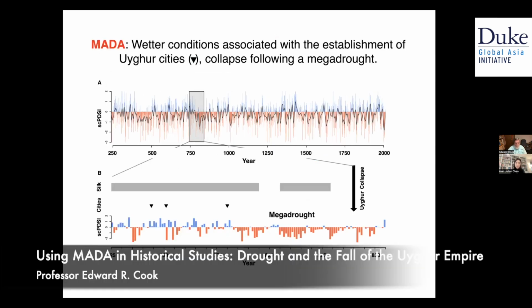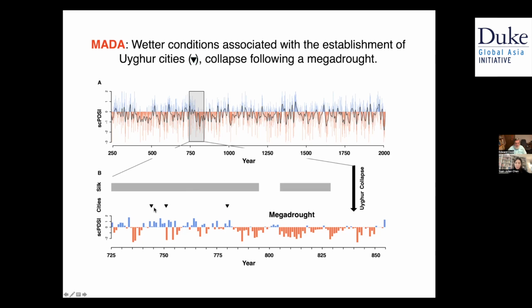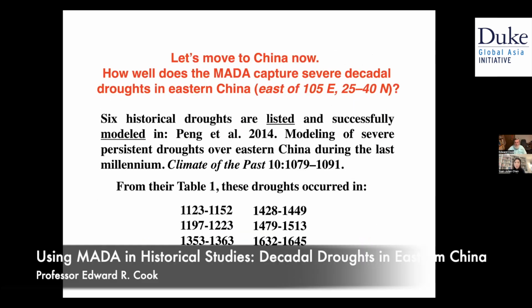And here's the story, which I think is rather compelling. This is an average of all the estimates of drought over the area of the Uyghur Empire. If we zero in on the time period when the Uyghur Empire existed, you go down here and you see that it basically started during an unusually wet time. Here are cities being established, predominantly wetter than average conditions. And then the area entered into a megadrought period. And with that, the Uyghur Empire collapsed. I think this is one of the more compelling cases for the impact of climate variability on the cultural history of Asia. And let's move to China now.